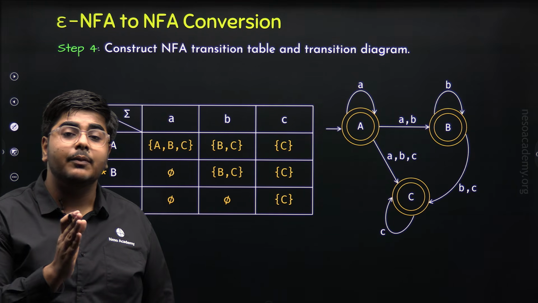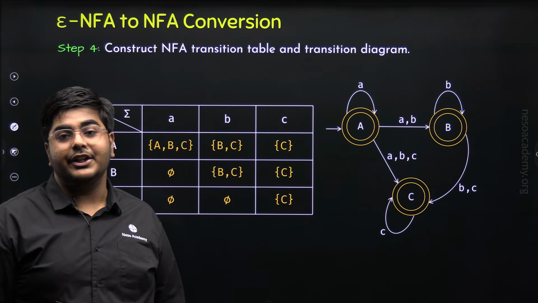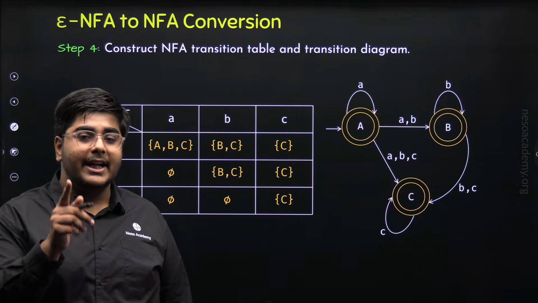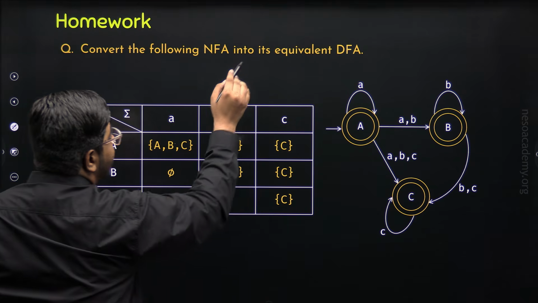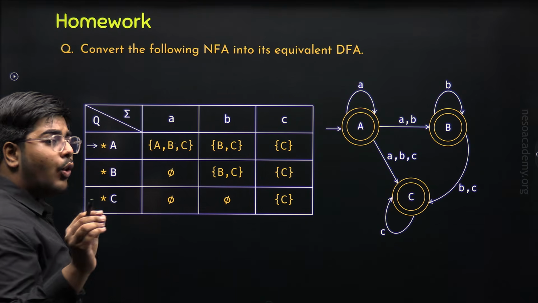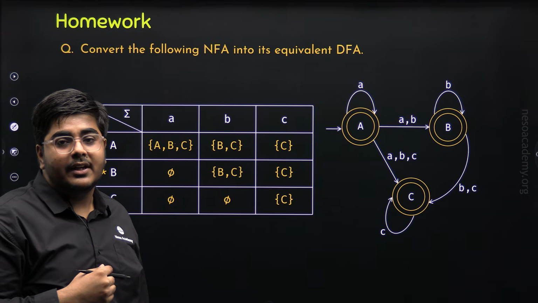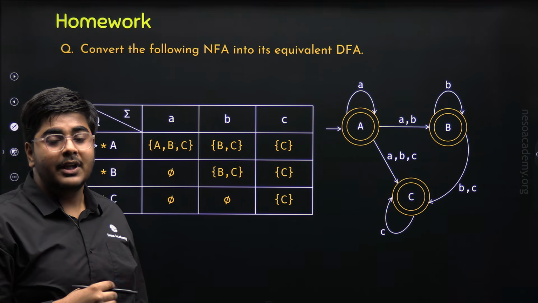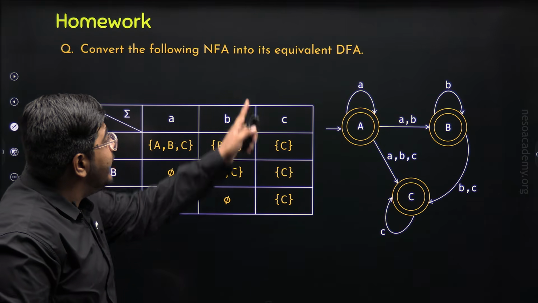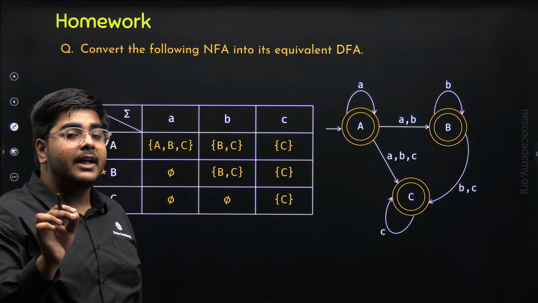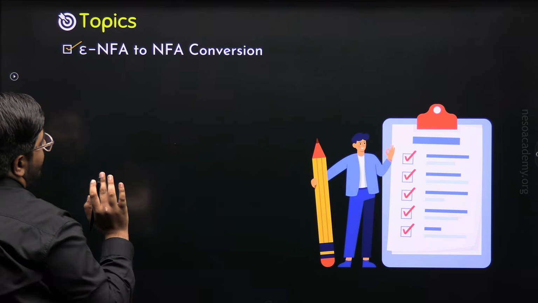So we are done with the conversion process of epsilon NFA into NFA for this particular problem. And now it is your responsibility to convert the NFA that we have constructed into its equivalent DFA. You already studied how to convert an NFA into its equivalent DFA using the subset construction algorithm. You need to follow the same steps and convert the NFA into its equivalent DFA. In this way, we are done with our topic, epsilon NFA to NFA conversion.